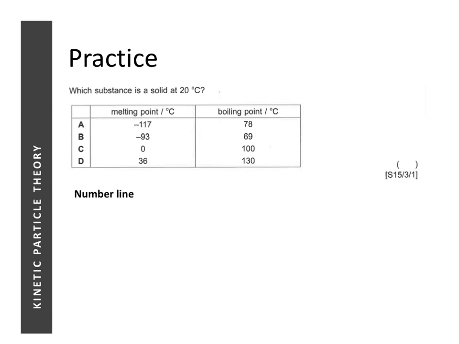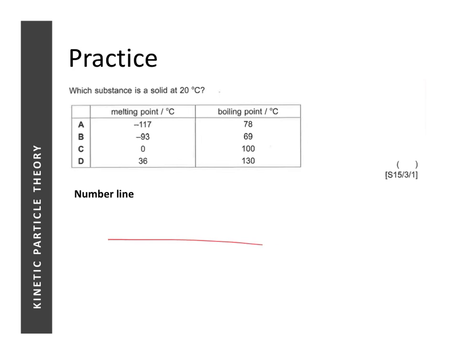Next, I would like to introduce the concept of a number line in kinetic particle theory. It's very useful, especially for questions that are very complicated. In this example, we'll use it on a simple one. So which substance is a solid at 20 degrees Celsius? Some of y'all may be able to see the answer directly already. But for some of y'all, you may find it harder, and that's where the number line is going to help you. What is a number line?